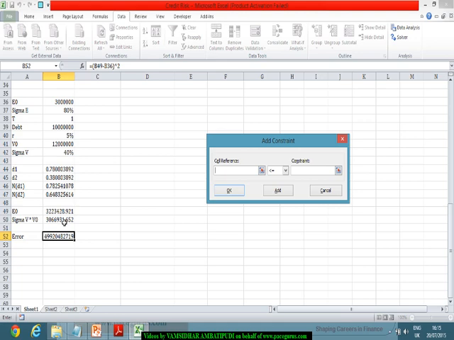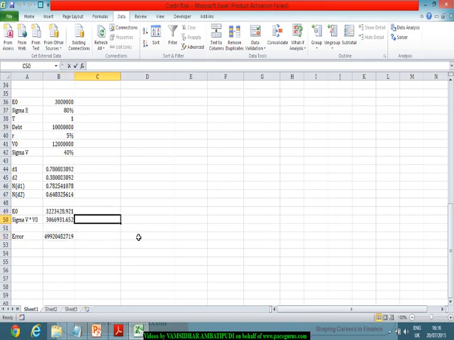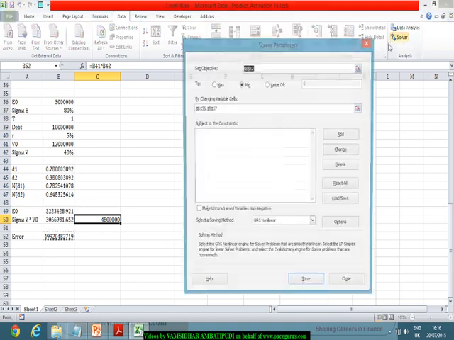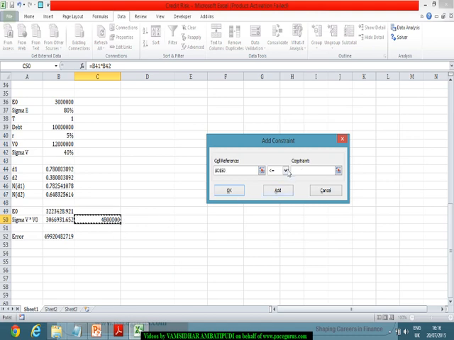sigma V times V naught. Let me do one more thing. Sigma V times V naught from this is this multiplied by this. So these two should be the same. That's one rule that I can bring. And the other rule that I am bringing is this value should be more or less equal to this.